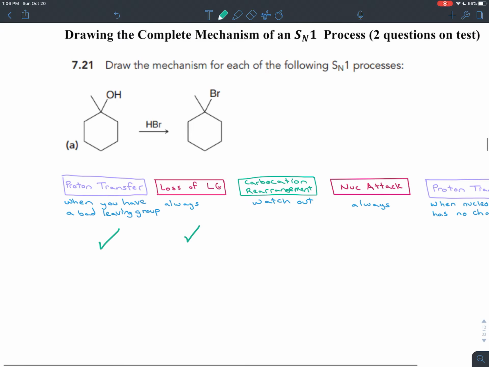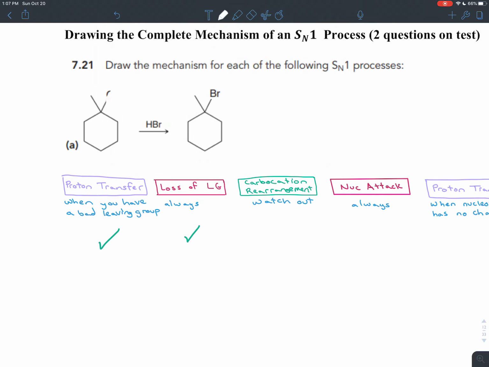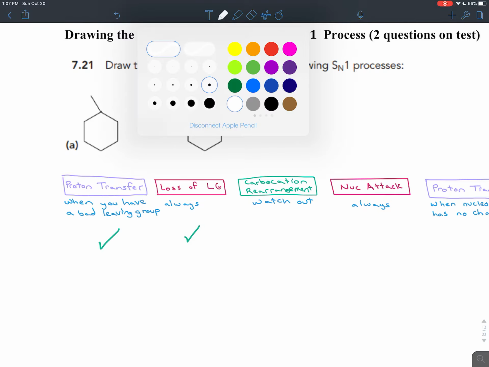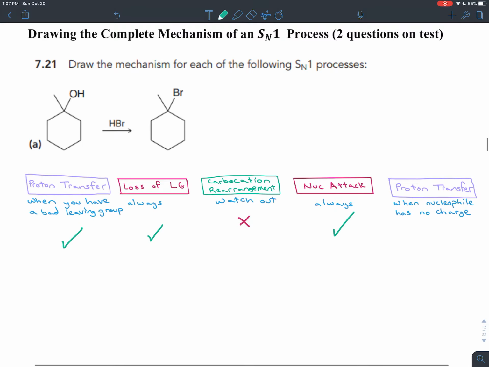Now let's think about carbocation rearrangement. Remember, you replace the leaving group with a carbocation. So imagine if our leaving group here were instead a carbocation. That would be a tertiary carbocation. This would be primary, secondary, and secondary. So tertiary is the most stable, so we don't have to worry about carbocation rearrangements. The carbocation will already be on the most stable carbon. So we don't have to worry about drawing a carbocation rearrangement. You always draw a nucleophilic attack. That's always part of a substitution reaction.